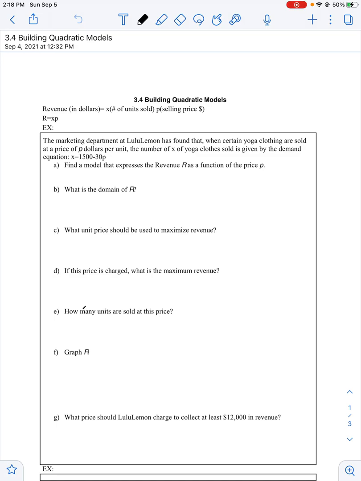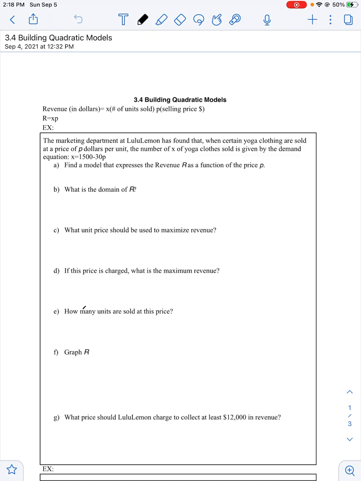So our first example is: the marketing department of Lululemon has found that when certain yoga clothing is sold at a price of $p per unit, the number x of yoga clothes sold is given by the demand equation x equals 1500 minus 30p. So find a model that expresses the revenue R as a function of the price p.